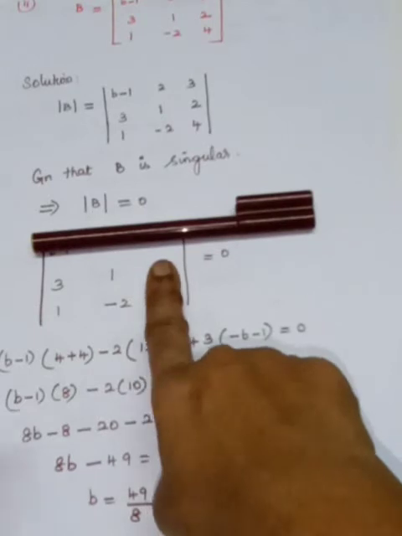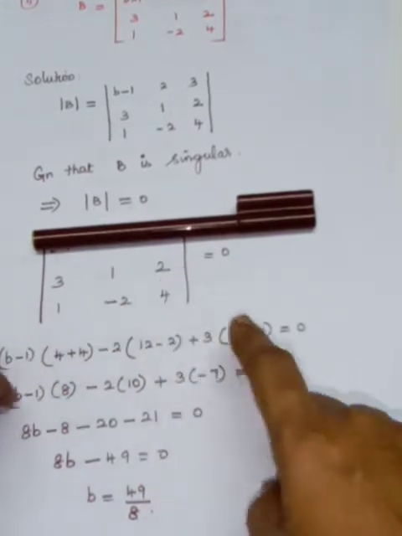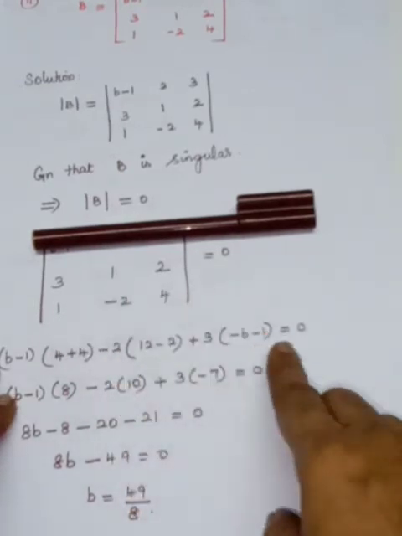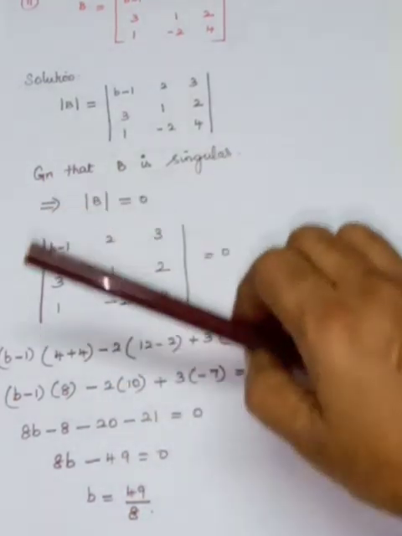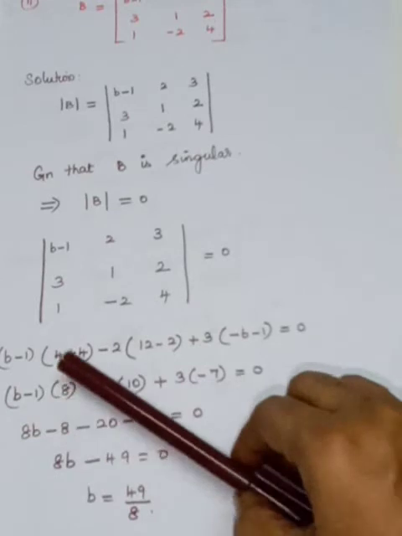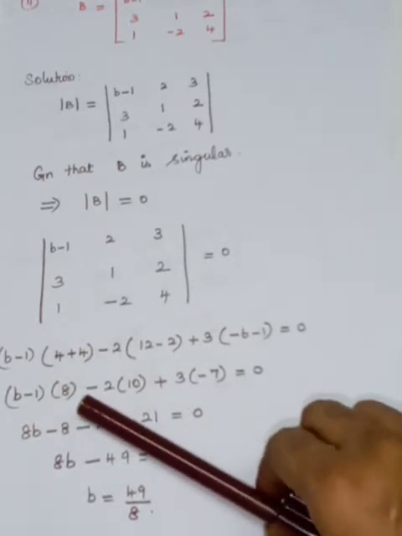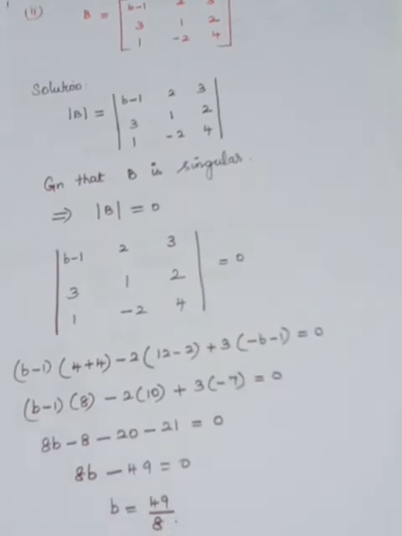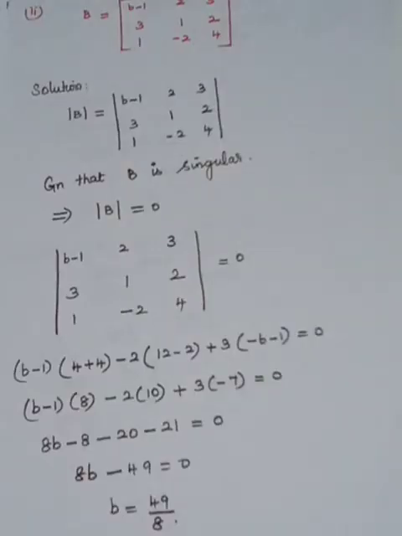Delete the first row and the third column. So you have to cross multiply. 3 into minus 2 is minus 6. In between you have to write minus. 1 into 1 is 1, is equal to 0. This is b minus 1 into 4 plus 1 is 4 plus 4 is 8. Minus 2 into 12 minus 2 is 10. Plus 3 into minus 7 is equal to 0.